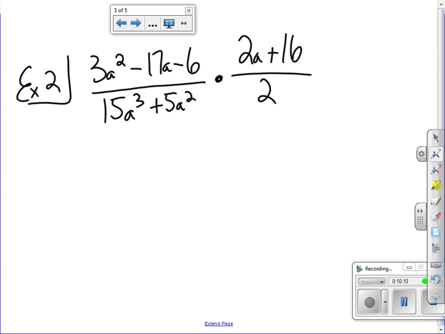All right, hit that pause button. Try it out on your own. You get stuck, you call me over for help. Be glad to help you. All right, hit that pause button, then hit play. Check your work and answer against mine.